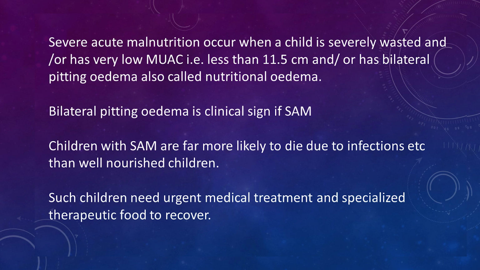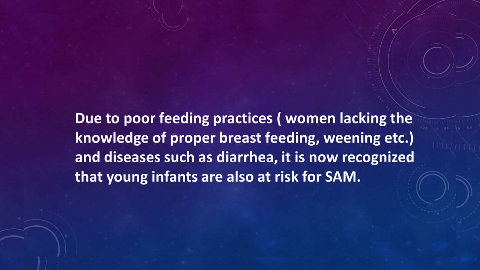These children are kept in an ICU under observation till they recover completely from severe acute malnutrition. Now, due to poor feeding practices, like a woman lacking the knowledge of proper breastfeeding, weaning, etc., and disease such as diarrhea, it is now recognized that young infants are also at risk of severe acute malnutrition.